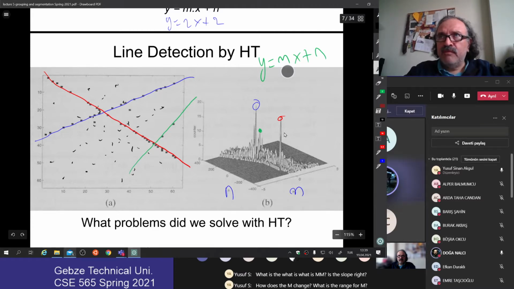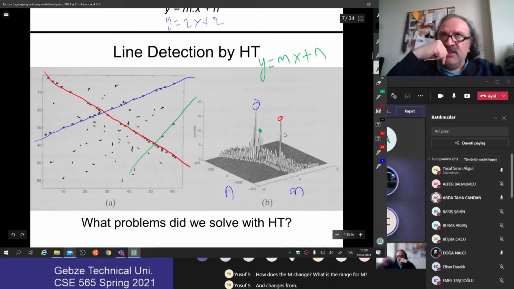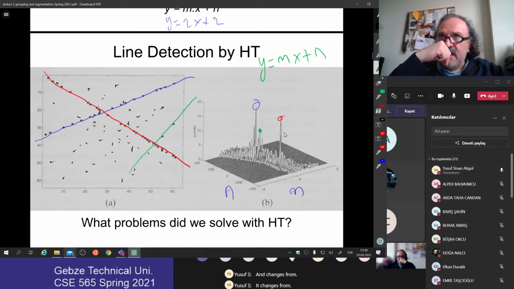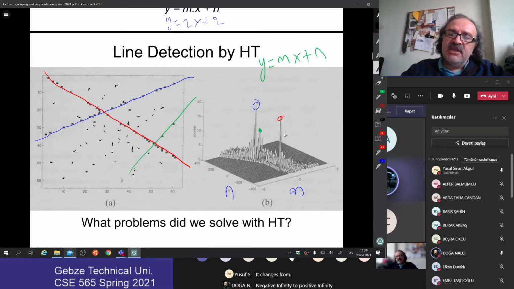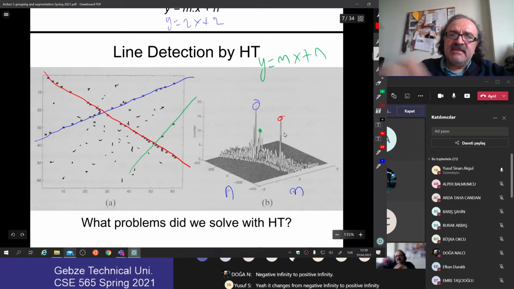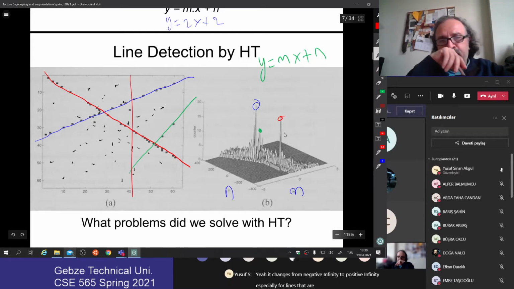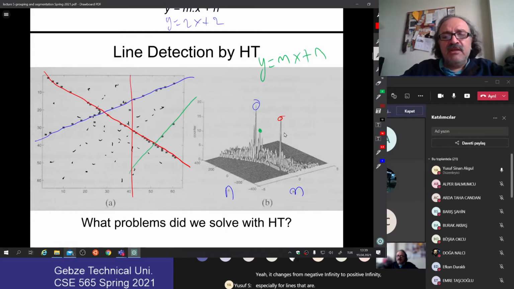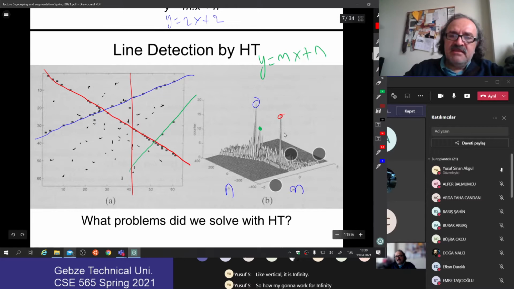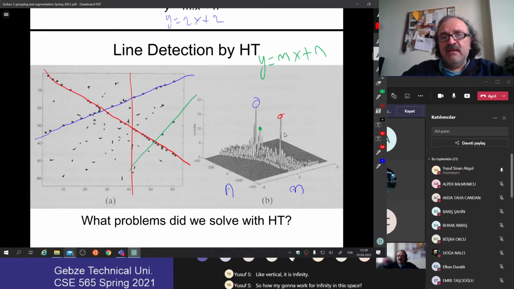M changes from negative infinity to positive infinity, especially for lines that are vertical, where it is infinity. So how am I going to vote for infinity in this space? That's going to be a problem.